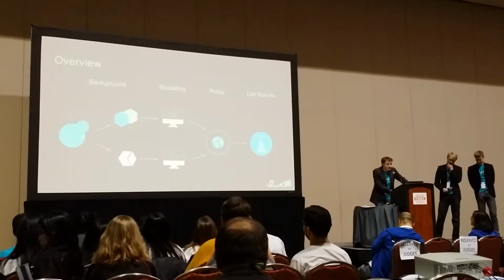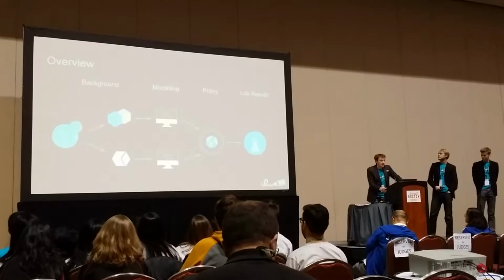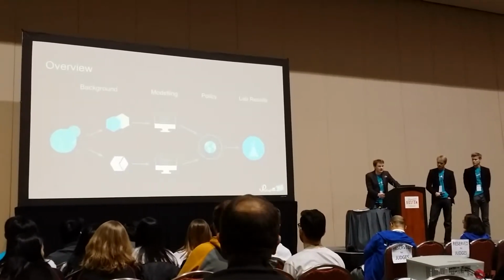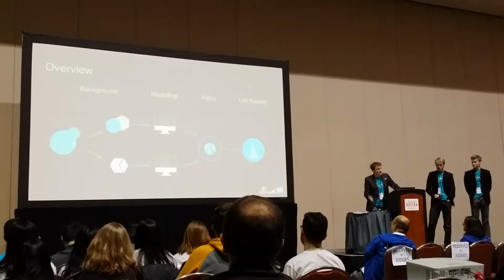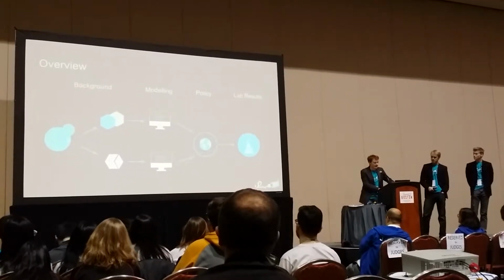So just to give you a little bit of an overview, first we're going to go over the background of our project and some of the parts that we're using, and then we're going to talk about the math modeling and some of the theoretical considerations that's going to flow into the policy side of our project, and finally we're going to go over some of the results that we saw in the lab.